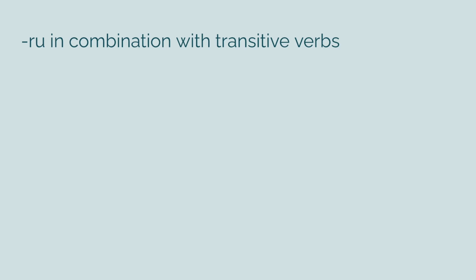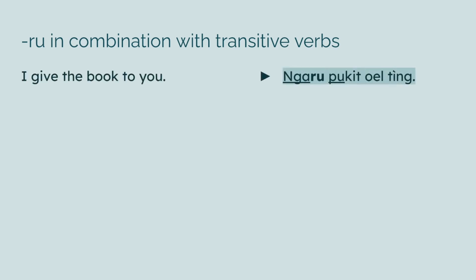Next, let's look at ru in combination with transitive verbs. And now we get a lot of case endings at once, but we will look at the first one in a lot of detail. I give the book to you. Ngaru bukit welting. Now we have 3 nouns or pronouns and 3 different case endings. How do we determine which one gets which?